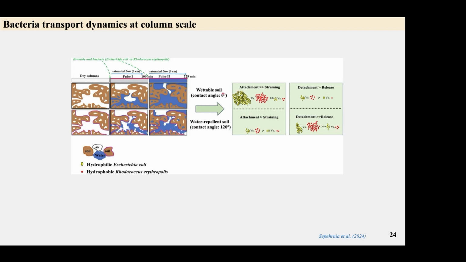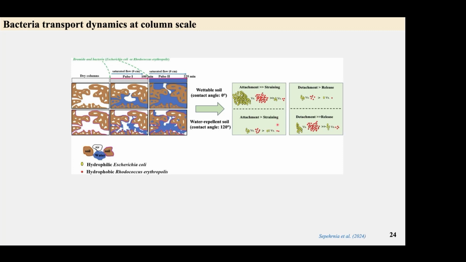So when we had wettable soil and water-repellent soil, we had attachment as the main mechanism of bacterial retention. But at the same time, wettable soil could retain bacteria much more than a water-repellent soil. E. coli was retained higher than Rhodococcus when we had attachment, and when we had straining, there was no significant difference between the retention of E. coli and Rhodococcus for wettable soil.